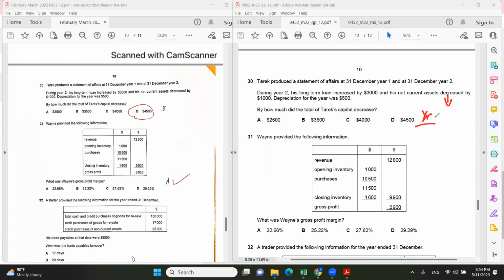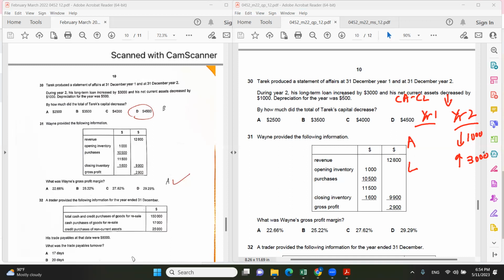Okay, this is year 1 and year 2. Asset, liability. During the year 2, his long-term loan increased by 3,000. Liability increased 3,000. And his net current asset means current asset minus current liability. Decrease, that means this one decreased 1,000.